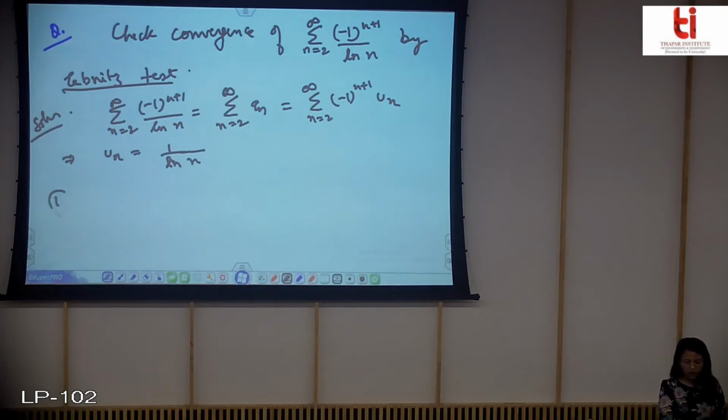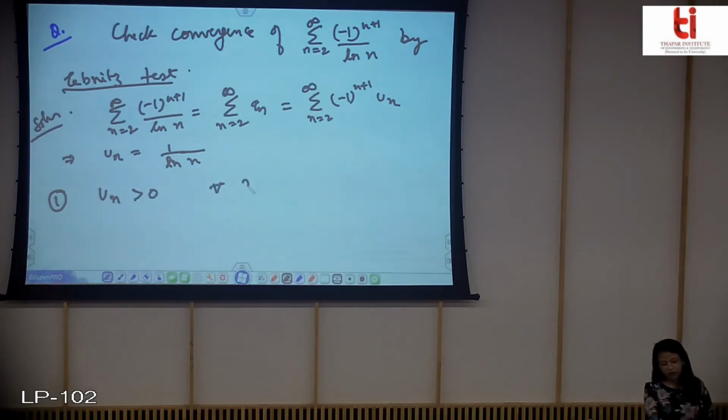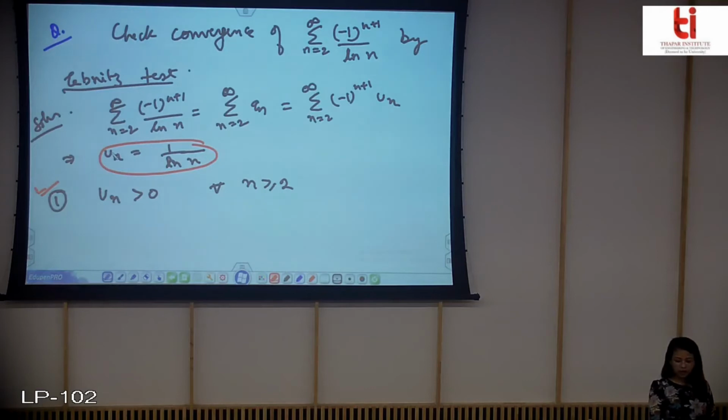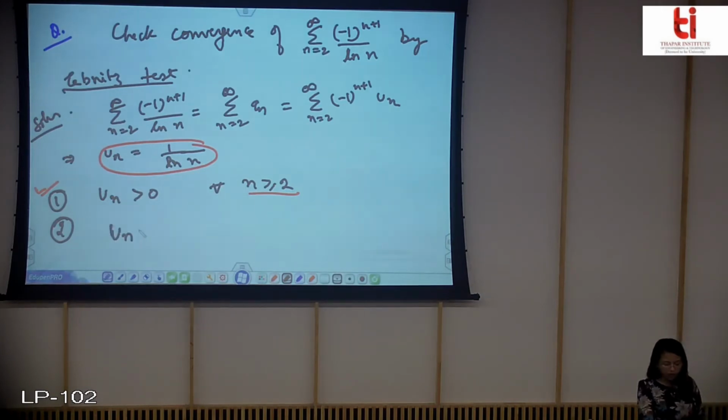Now see condition 1, that un is greater than 0 for every n greater than or equal to 2. This is satisfying. You can see that this is un, and it is greater than 0 for every n greater than 2. So you have a tick mark on the first condition. Now the second condition, let us look. I want to see whether it is non-increasing or decreasing.